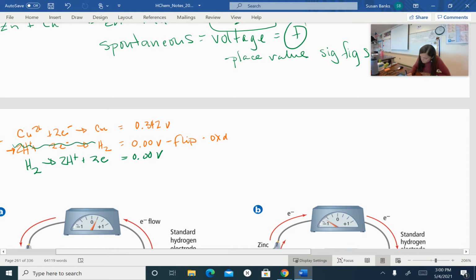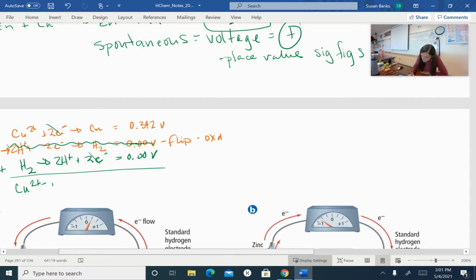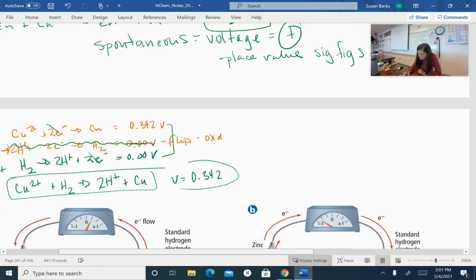So we're going to use these two equations together. Notice the electrons are on opposite sides, and there are 2 of them. So our overall reaction is copper plus 2 plus hydrogen going to 2 hydrogens plus solid copper. When we add these 2 together, our voltage would be a positive 0.342 volts.